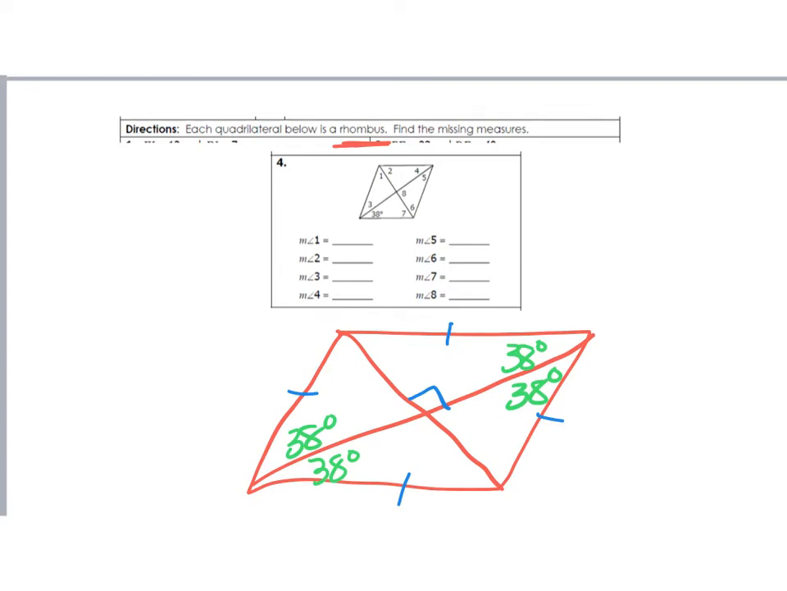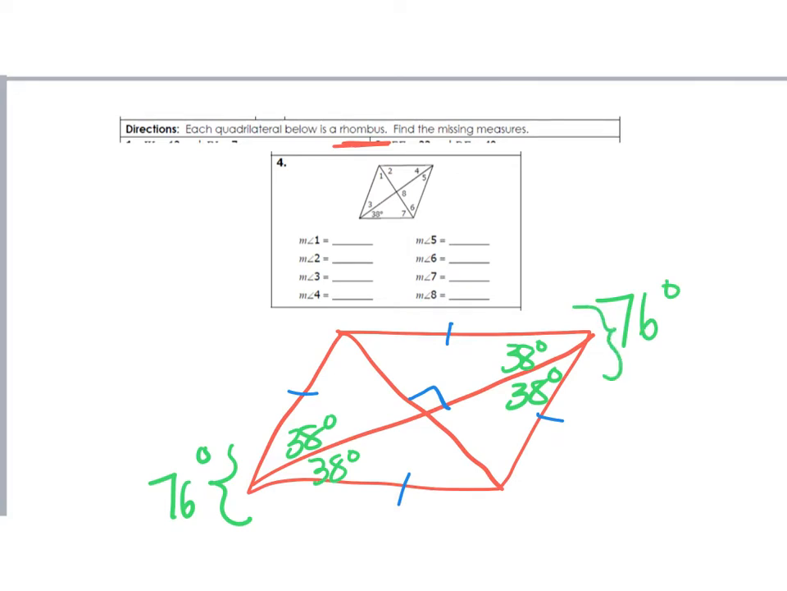So what else I know is that this total for this whole angle is 38 plus 38, which is 76 degrees. Opposite angles are congruent, so this whole angle over here is 76 degrees.